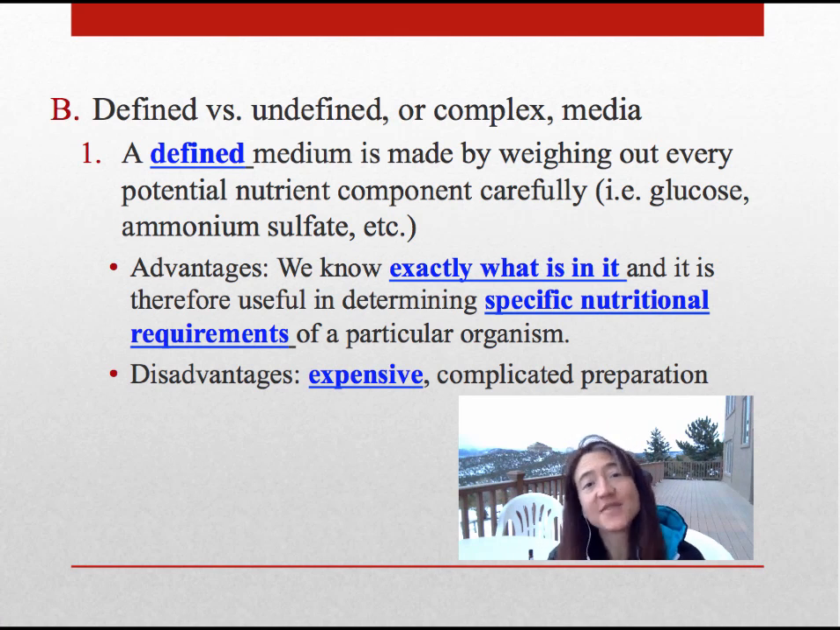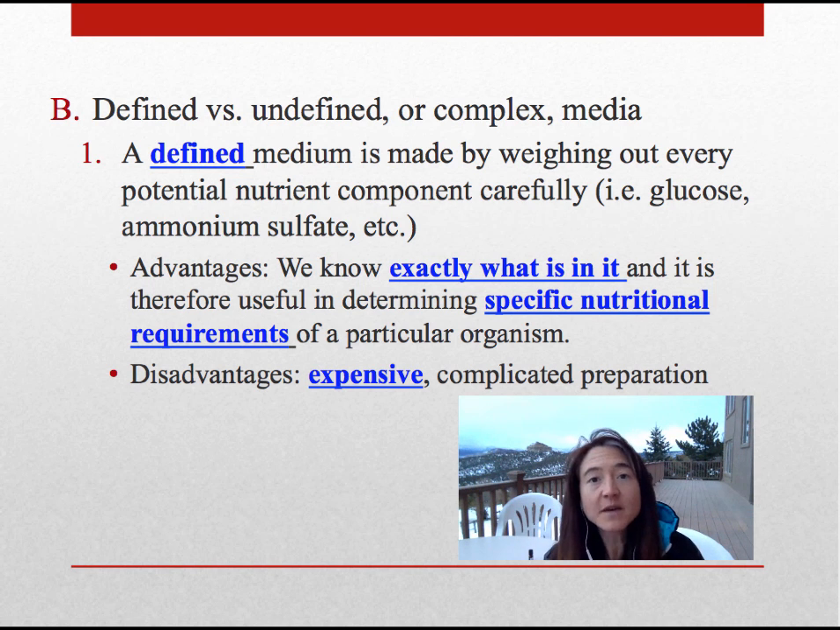Our next media classification is defined versus undefined, or we could say simple versus complex. I like to think of a defined medium as being like the bread and water dinner, whereas a complex medium is like the 7-course dinner. So the more undefined, the more preformed growth factors, amino acids, nucleotides, vitamins, and those things required to make macromolecules. So a defined medium, if it's the bread and water diet, is only going to have just the bare minimum macro and micronutrients that are required for the synthesis of macromolecules.